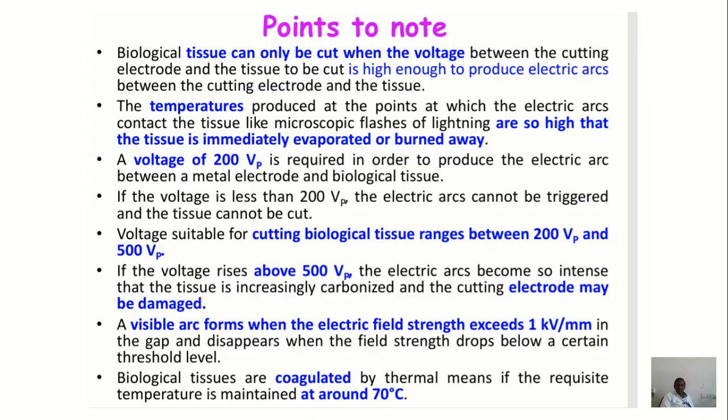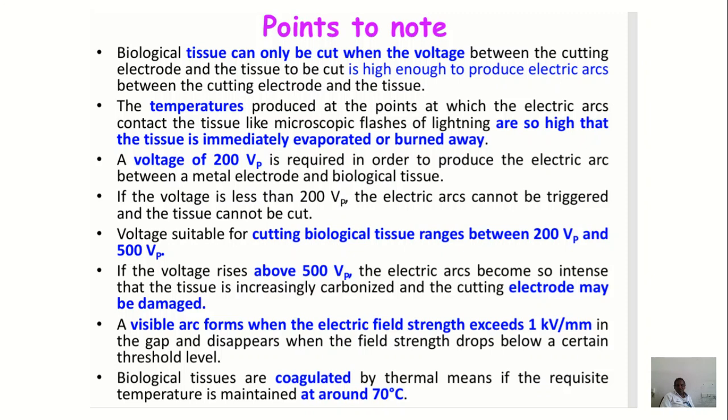It will cause damage. If the voltage rises above 500 volts, the electric arc becomes so intense that the tissue is increasingly carbonized and the cutting electrode may be damaged. The cutting electrode will not move because the tissue is carbonized and clotted. The cutting electrode will be damaged if we use more than 500 volts continuously. With less than 200 volts, the electric arc will not be produced, so the tissue will not be cut.